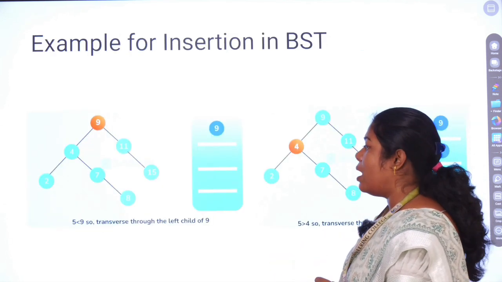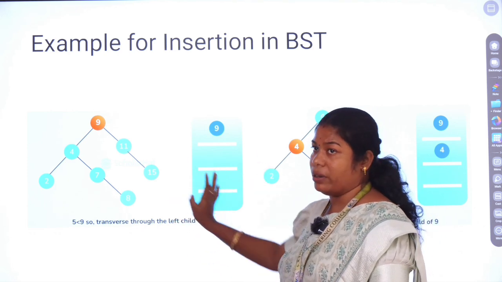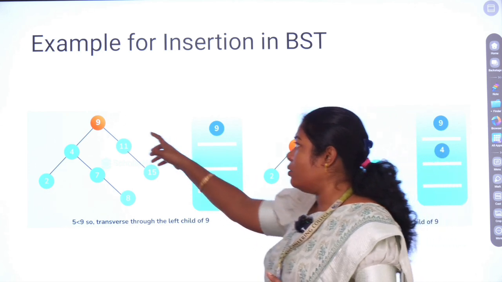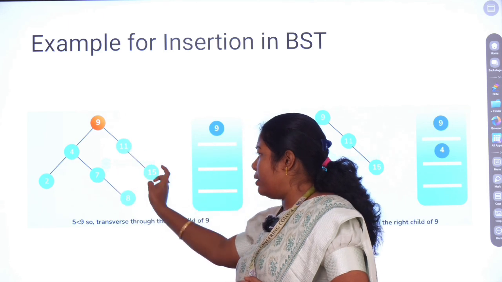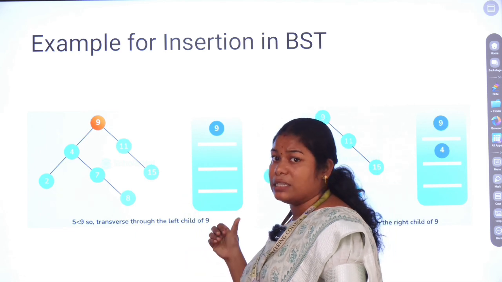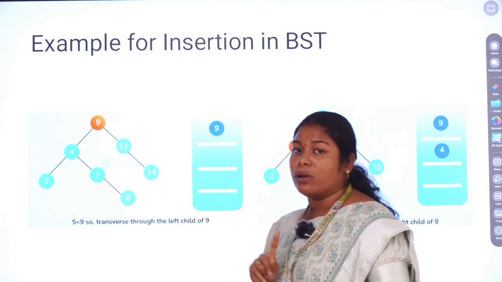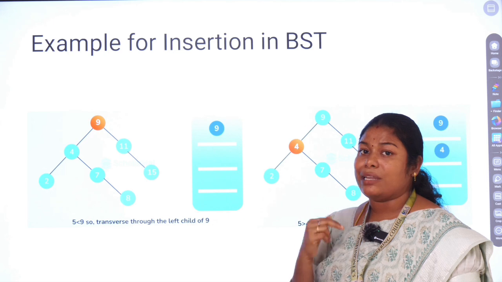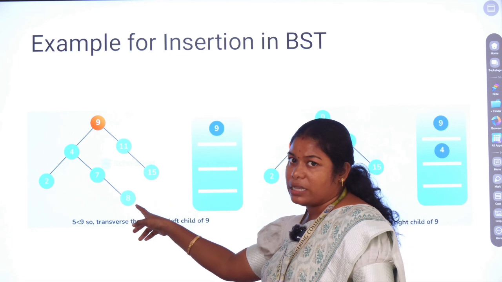For example, I am going to insert element 5 into this list that I have given. My list consists of 9, 4, 2, 7, 11, 15 and 8. Here the first condition is satisfied, that is, it is a binary search tree with a maximum of 2 children. It may have 1 child but it should not exceed 2 children. That is the condition of a binary search tree. The first condition is satisfied here.